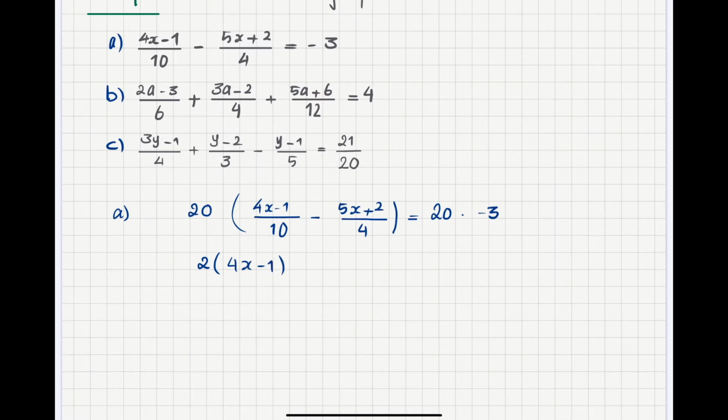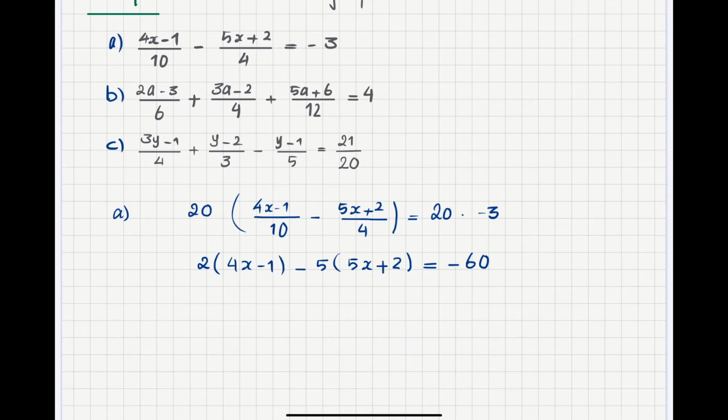Then I want to do the same thing. I will take this 20 and I want to multiply it here. There is a negative sign, so I would write this negative sign. And then this 20 and this 4 are simplified. How many times? 5 times. This 5 should be multiplied here. So this becomes negative 5 times 5x plus 2. And of course, on the right-hand side, I don't think we can do anything. I multiply just, it becomes minus 60.